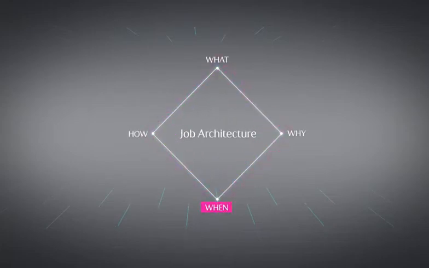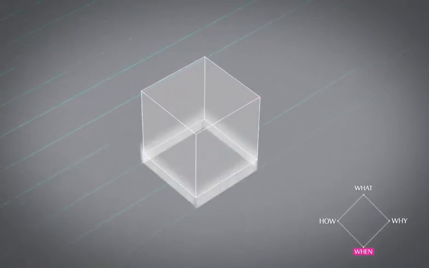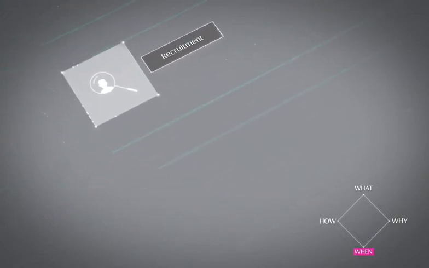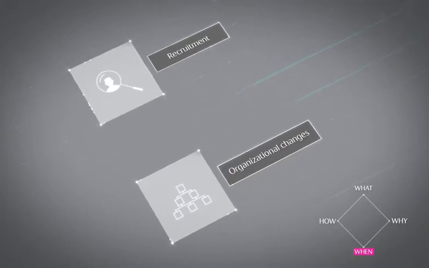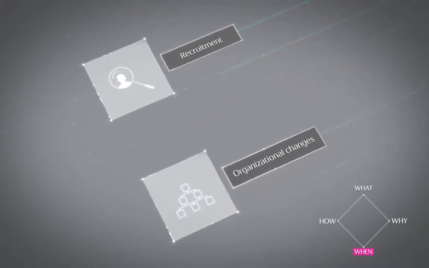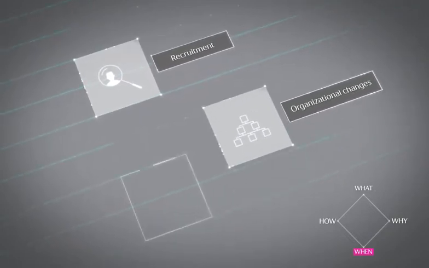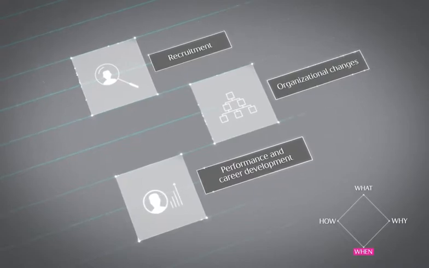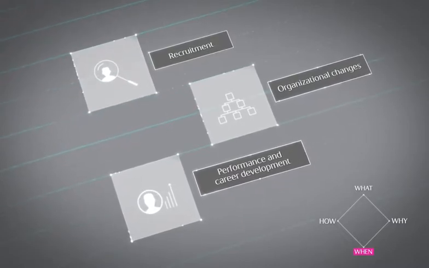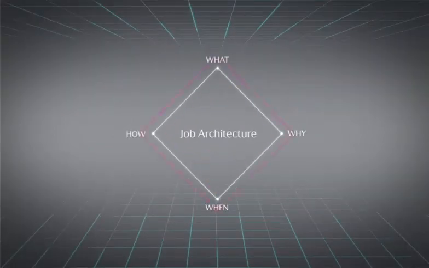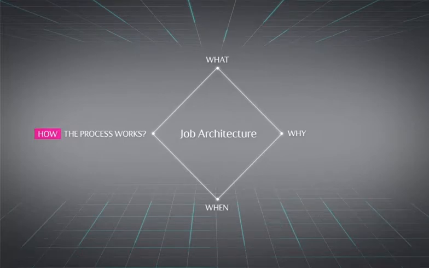The job architecture framework is applied in 3 different settings. First, when we're engaged in recruitment, the framework helps us determine the appropriate band for the roles we want to fill. Second, organizational changes may require us to revise the requirements of current roles or create new roles. And finally, it is an aid to performance management and career planning, particularly useful when setting performance goals and development goals.